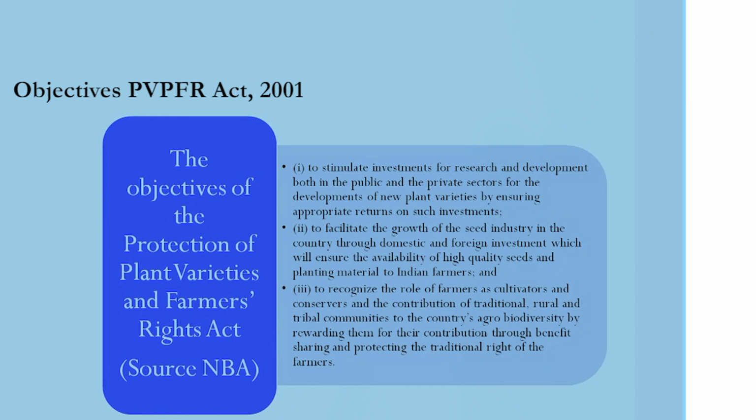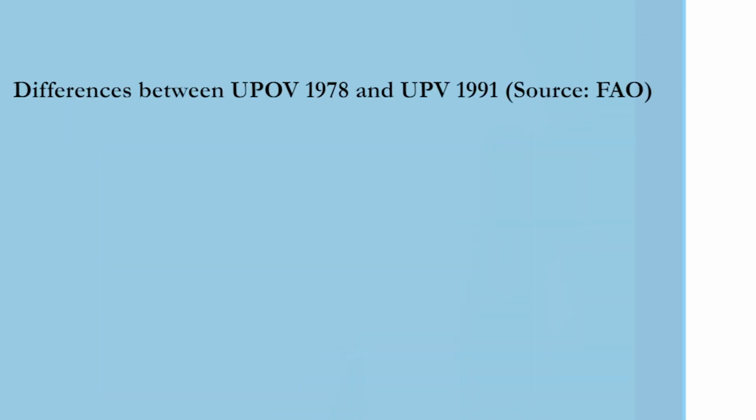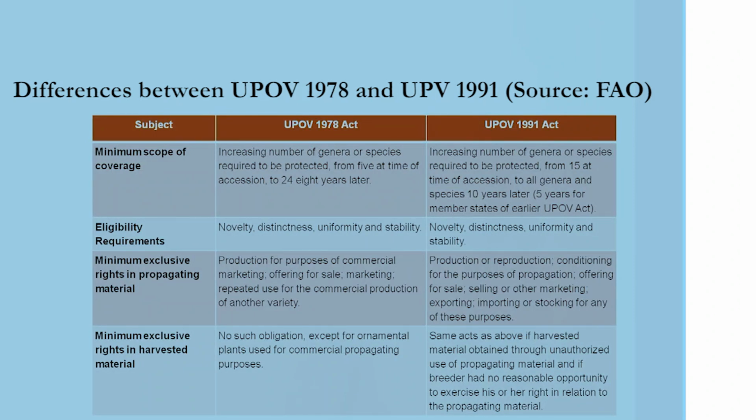With these three objectives in mind, let us now discuss the differences between the international regimes, that is the UPOV 1978 and 1991 regimes. In terms of the minimum coverage, the UPOV 1978 Act requires protection from 5 genera or species at the time of accession to 8 later. In case of UPOV 1991, there is an increasing number of genera or species required to be protected: 15 at the time of accession, and all genera and species 10 years later.